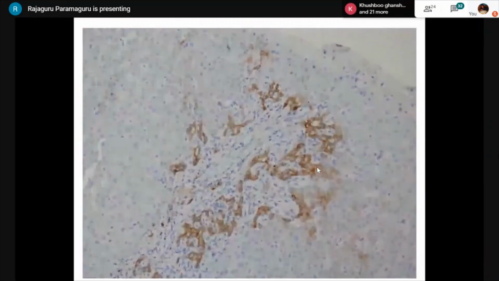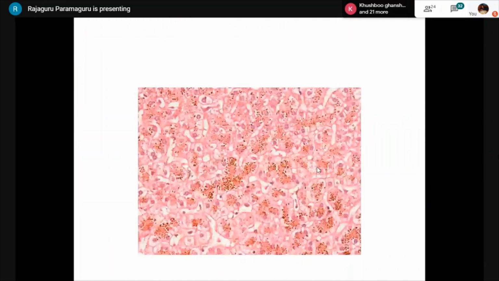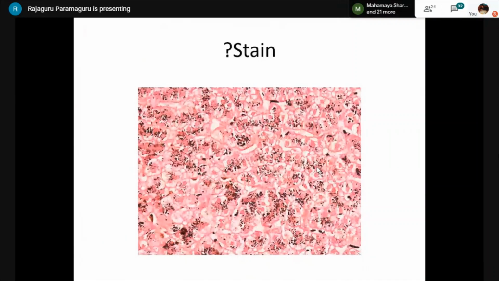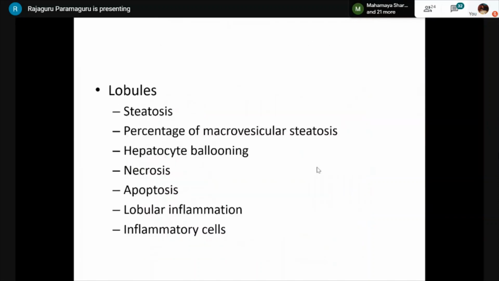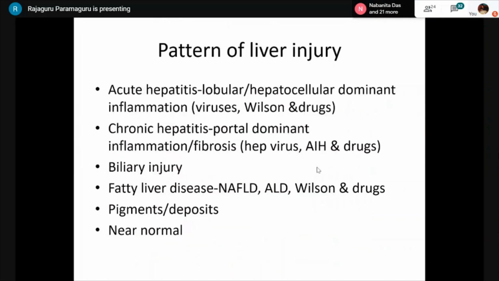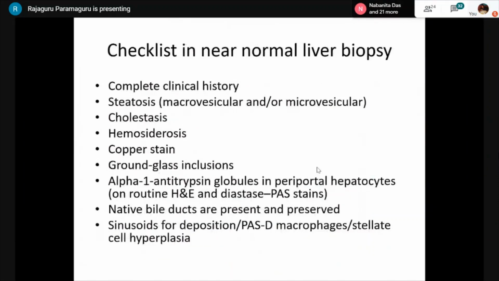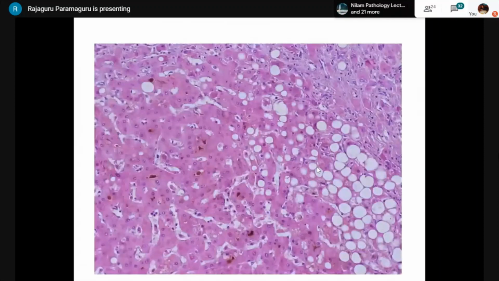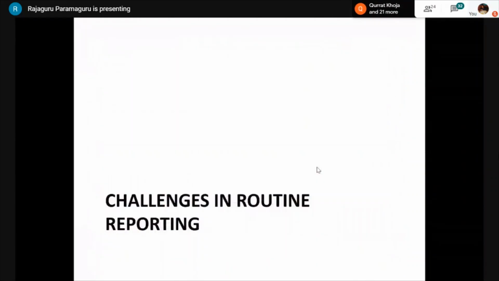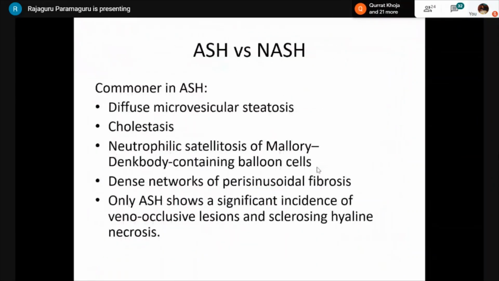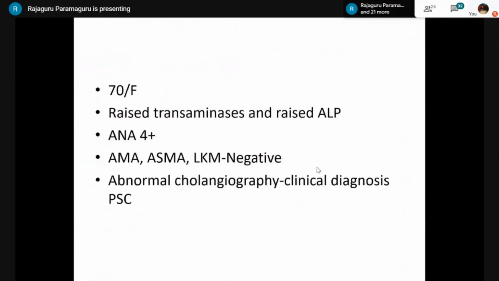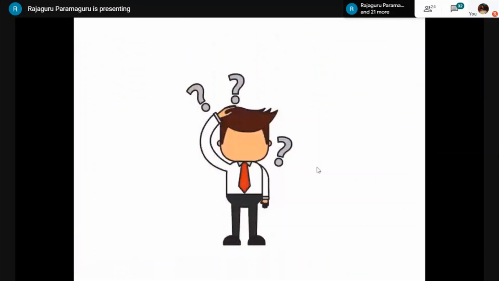Can ubiquitin be done for MDB? We routinely don't do that. It's not required. It's quite obvious with H&E, and if you really have a doubt, you can do a cytokeratin 8/18. That will be helpful. So I don't think you need that. Just proceed on.